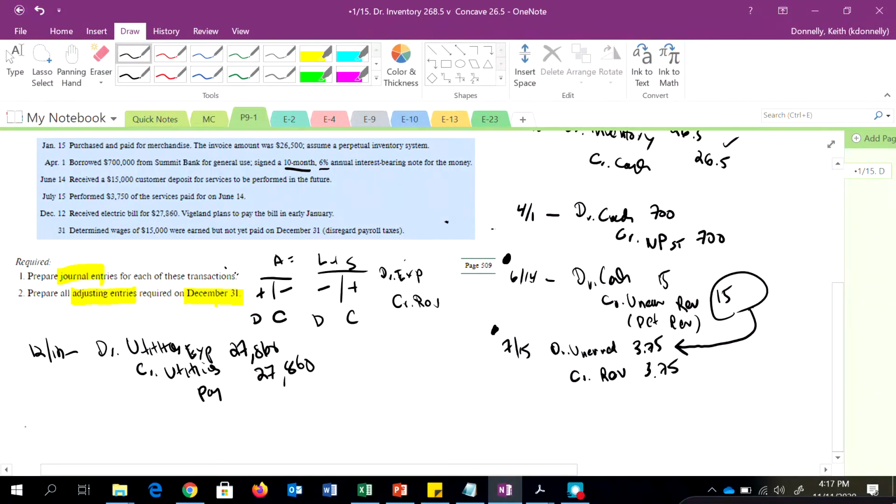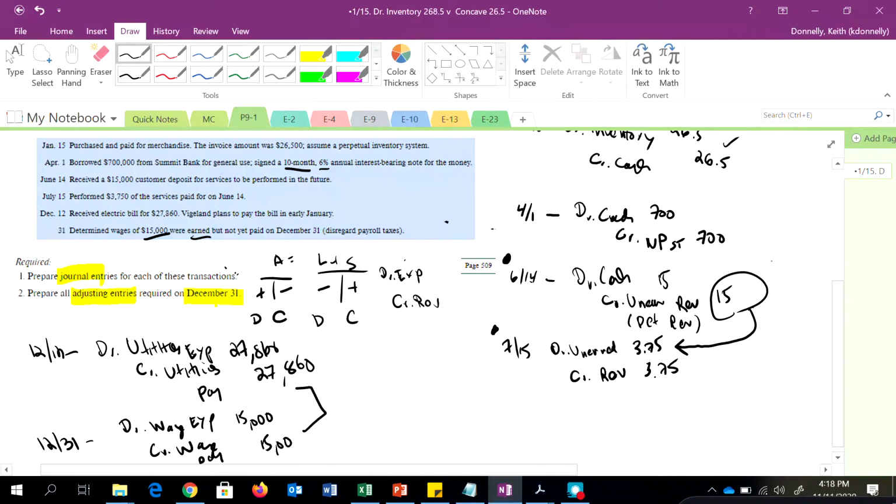Finally here for 12/31, year end, they say to us, determined wages of $15,000 were earned but not yet paid. So this is basically just saying, hey, our employees worked for us, they earned some wages. We're going to pay them next year, but we got to accrue it this year. So what we do is debit wage expense for 15,000, credit wages payable for 15,000.